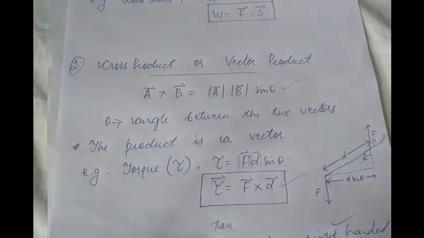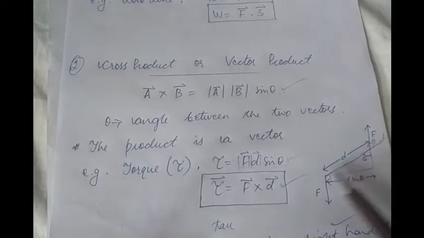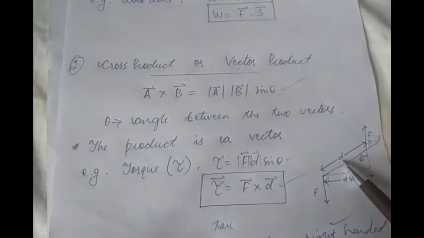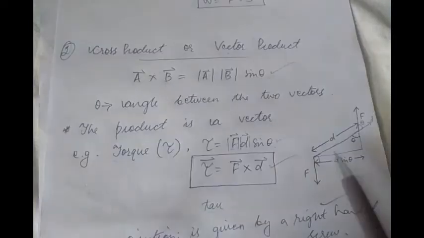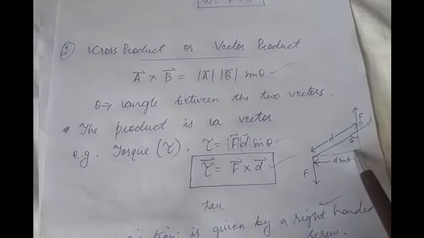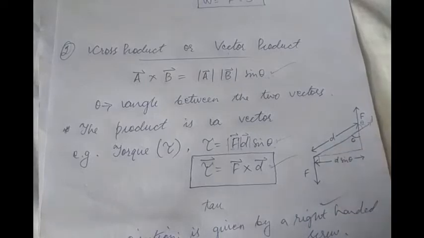Now, what is this moment of a couple? The moment of a couple is the product of any one of the forces and the perpendicular distance between them. That is what is called the moment of a couple, or torque. As you can see in this picture, d is the separation between the two forces, but d is not the perpendicular distance between the two forces. What is the perpendicular distance? It is specified by these dotted, broken lines.